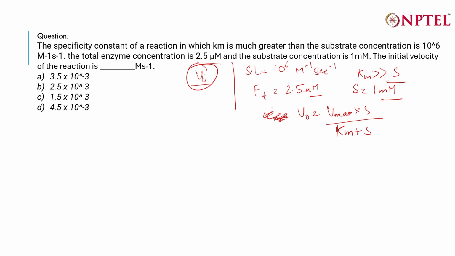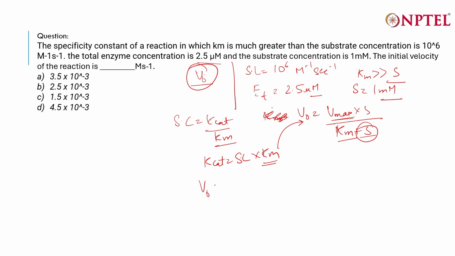Okay, so now as we can see that Km is very much greater than S, so that means this S will be neglected here, and for Vmax we have the specificity constant that is Kcat by Km. Okay, so now Kcat will be equal to specificity constant into Km. So now if we substitute here, V naught is equal to, and Vmax is basically given by Kcat into the total enzyme concentration.